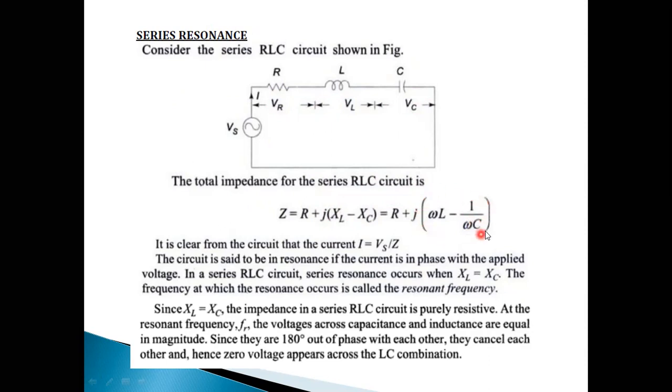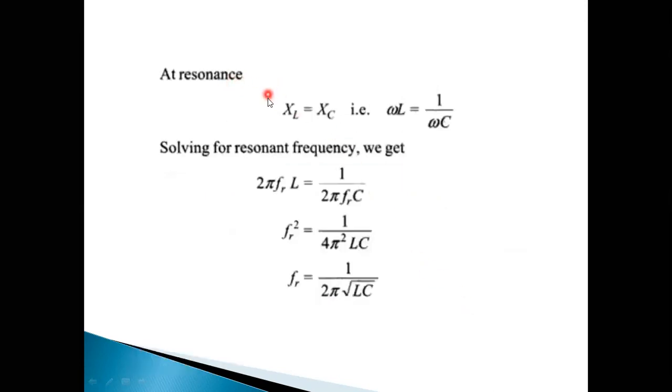If that imaginary part is equal to 0, that condition is nothing but the resonance condition, and that one is series resonance, where XL is equal to XC. That frequency is the resonant frequency. Remember that at resonance, XL is equal to XC, omega L is equal to 1 upon omega C, and we can have FR equal to 1 by 2 pi root LC as the resonant frequency.